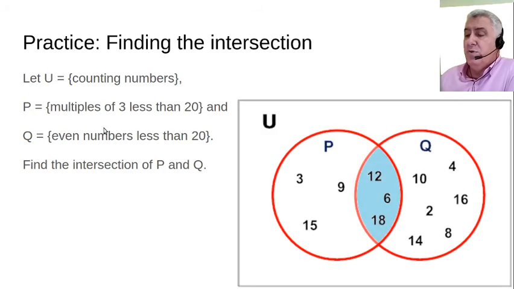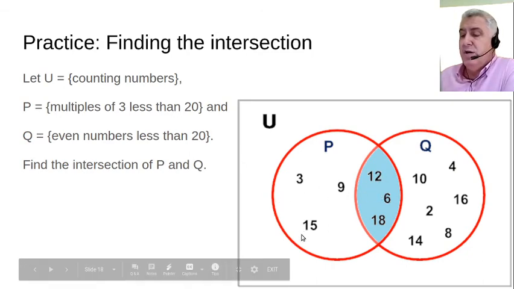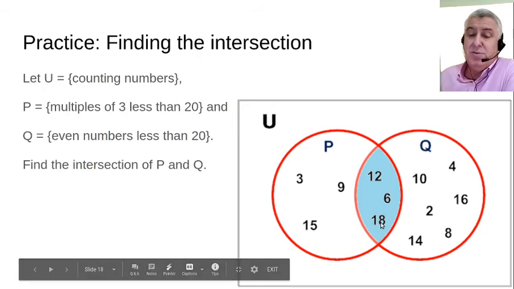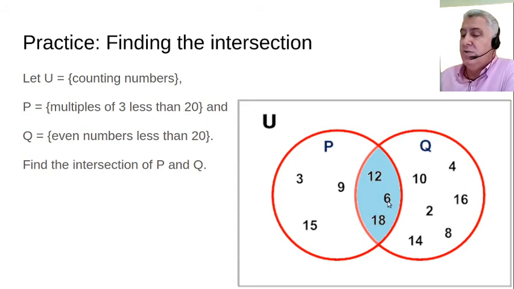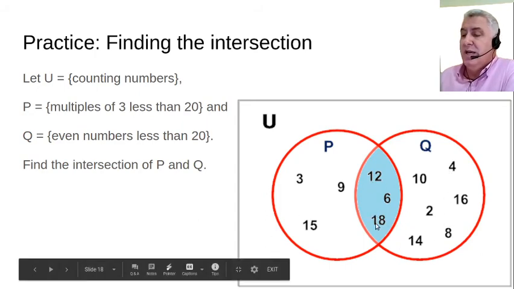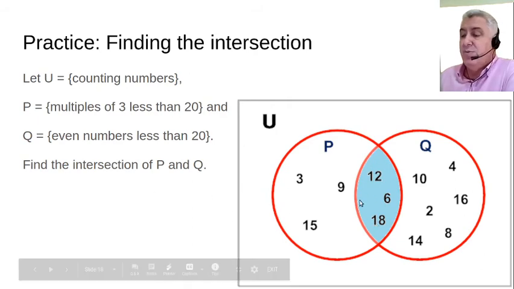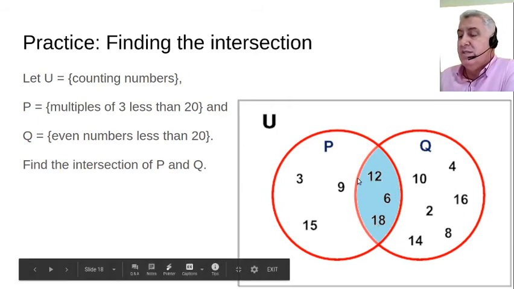So of course we're going to draw a Venn diagram to do this. We've got our multiples of 3: 3, 6, 9, 12, 15, and 18, and we stop at 20. And for Q, we've got our even numbers: 2, 4, 6, 8, 10, 12, 14, 16, and 18. We want to find the intersection. We want to find the ones that are in both.